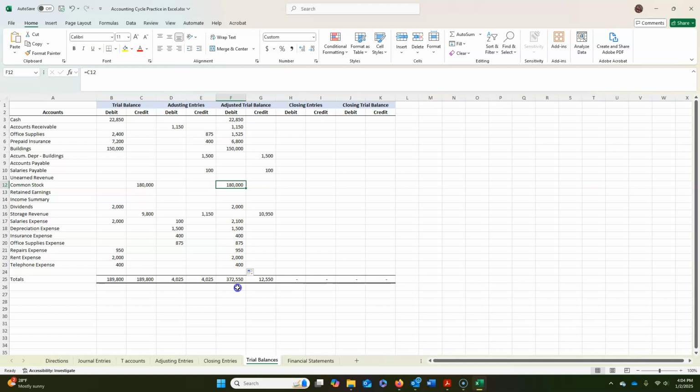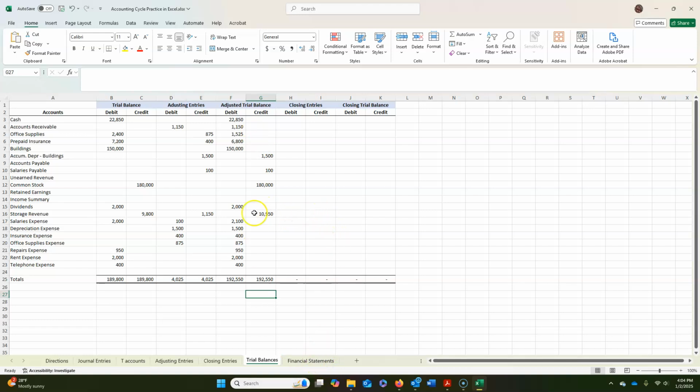And you can see that I am not equal, and it's because this is in a debit and it should be in the credit. Okay, debits equal credits. My adjusted trial balance is all good. We recorded everything correctly. We're good to go. So now we can prepare our financial statements.